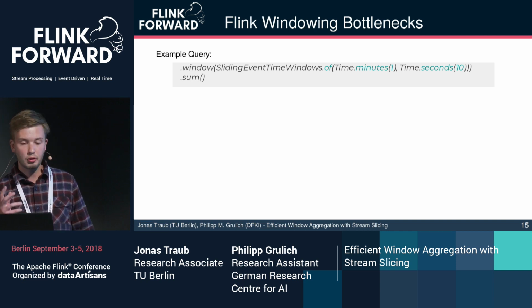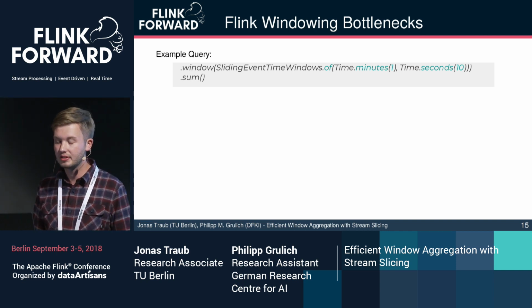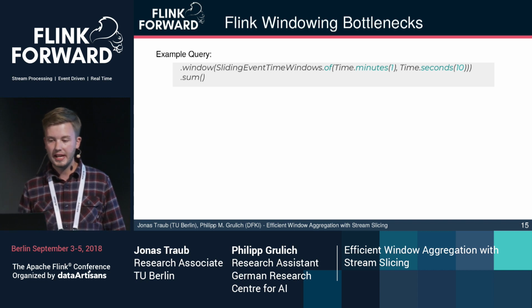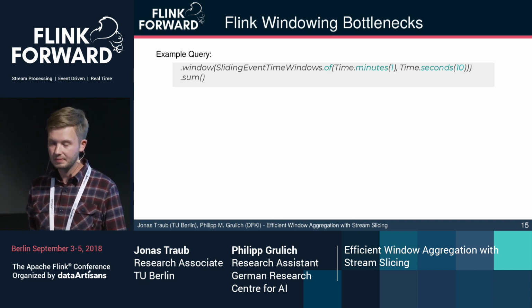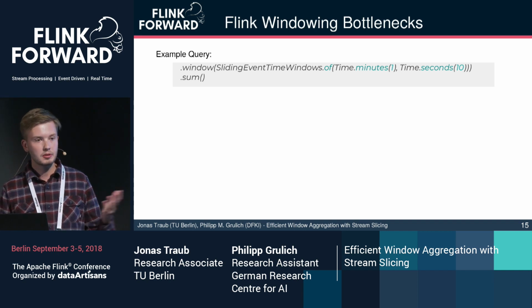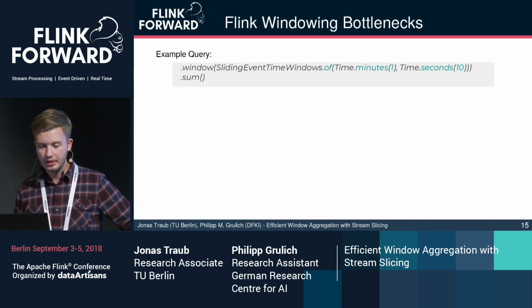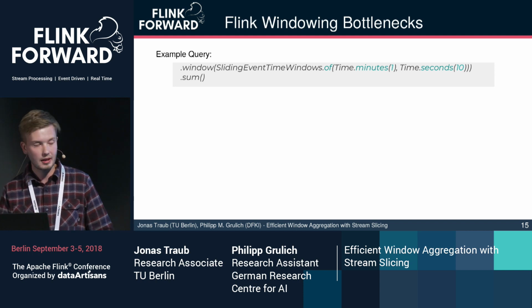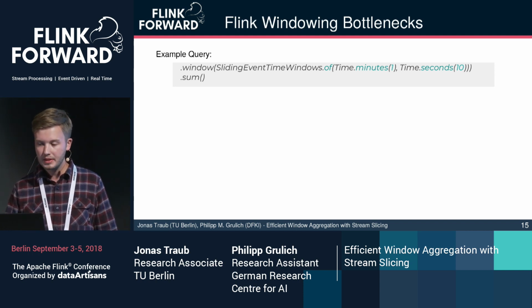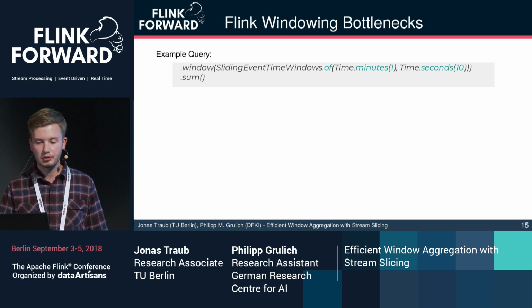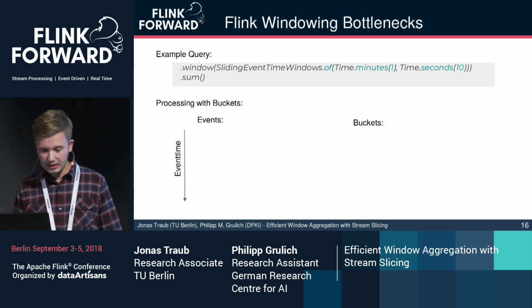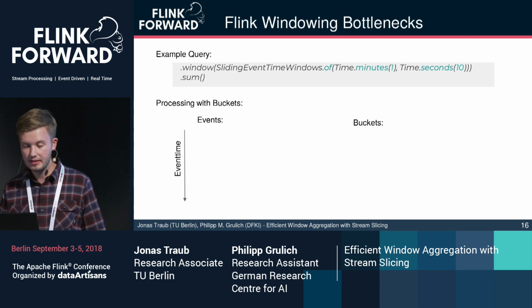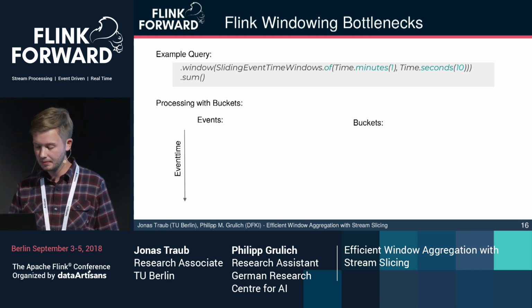So let's look at the following example query. We have a sliding window with a length of 1 minute and a slide of 10 seconds. And a really simple windowing function like a sum aggregation. So let's see how Flink processes this window. So in Flink, events get assigned to window buckets.